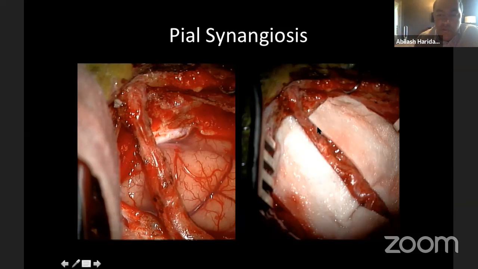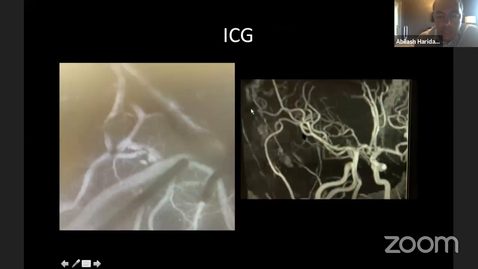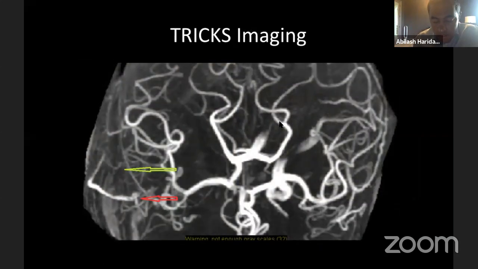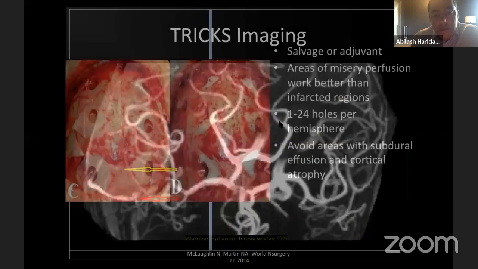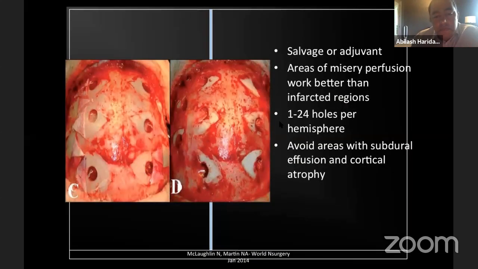And then just putting gel foam on both sides to cover the rest of the brain, and the bone is replaced back. This is what it looks like on ICG, and this is what it looks like on a TRIX image, where you can see the direct bypass going directly to an M4 vessel, and very good. This is some more TRIX imaging showing that.